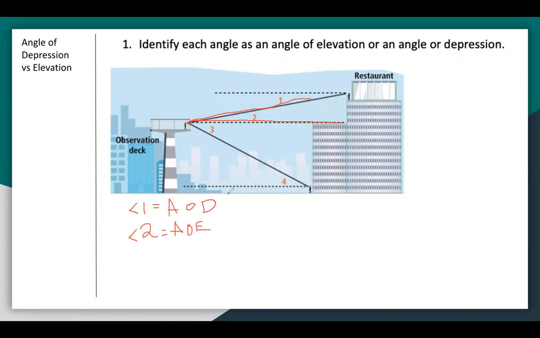Okay. And very similarly, because the person on the observation deck is looking down at the person that is on the ground, this angle here, with the horizon line being again the one on the observation deck, because this angle is below the horizon line, this would be an angle of depression. And similarly, angle 4, this person on the ground is looking up at the person at the observation deck, and that therefore must mean that the person on the ground has an angle of elevation.